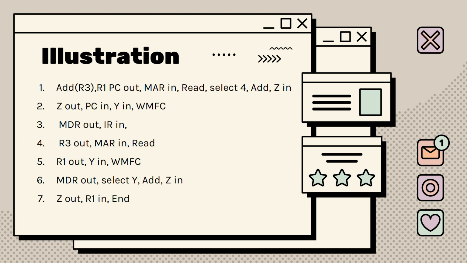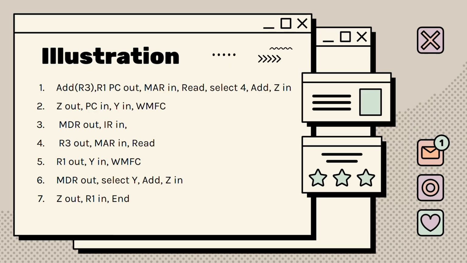The second step is IR in. After the instruction or operand is stored in the MDR, it is transferred to the instruction register or IR for further processing. The IR holds the fetched instruction and is a crucial component for decoding the instruction. The control unit of the processor examines the instruction stored in the IR and decodes it. The third stage is R3 out.